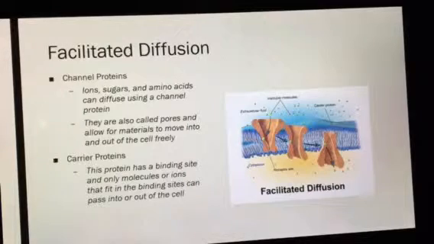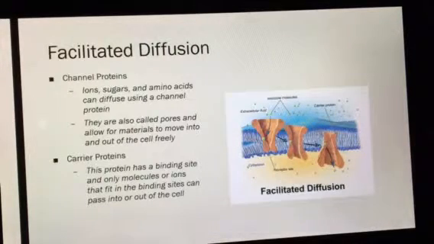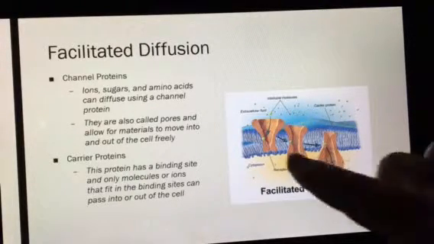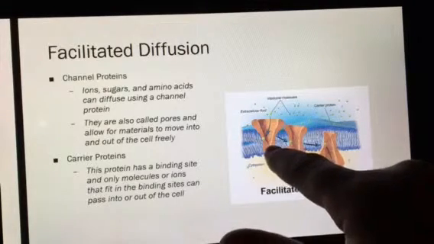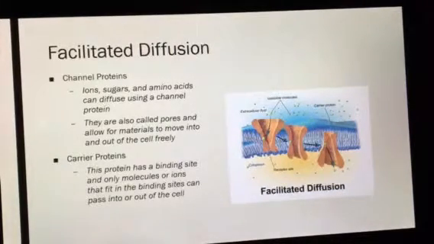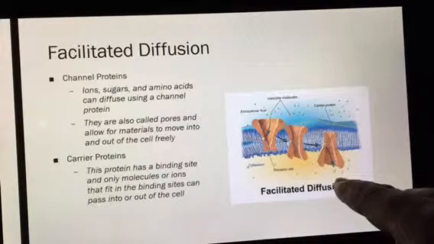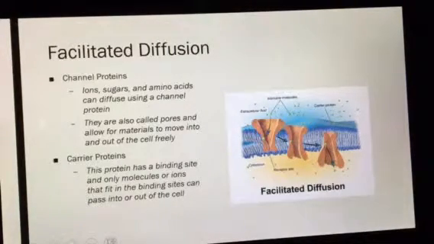The other one is a carrier protein. A carrier protein has what we call a binding site. You can see that binding site right here where it's actually attaching. The binding site is important because, as we can see right here with our carrier protein, it's closed. It's not letting anything into the cell until it has something attached to the binding site, so it can regulate this one a little bit. It will bind to it, the carrier then opens up, and it releases the particle inside of the cell. So that part's kind of cool.